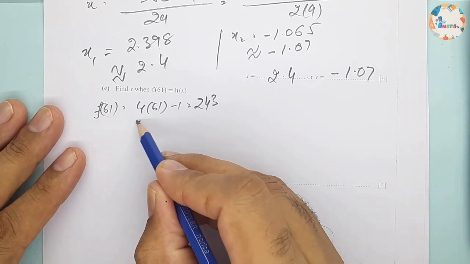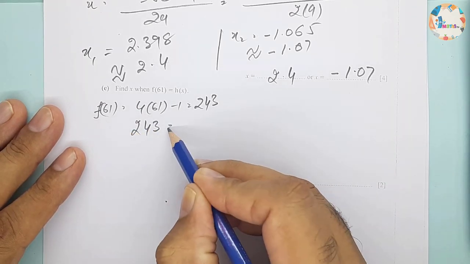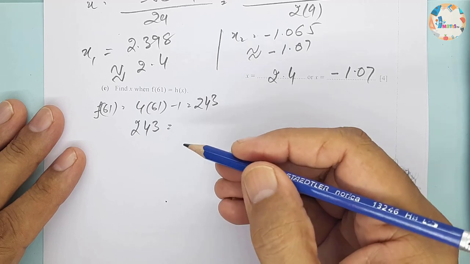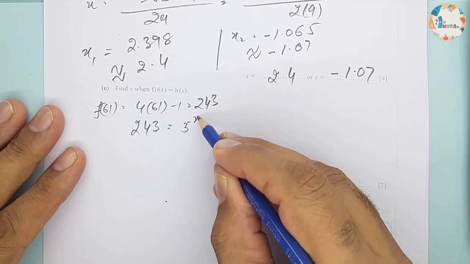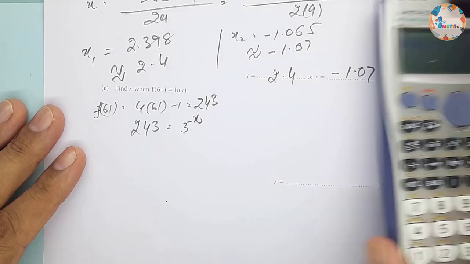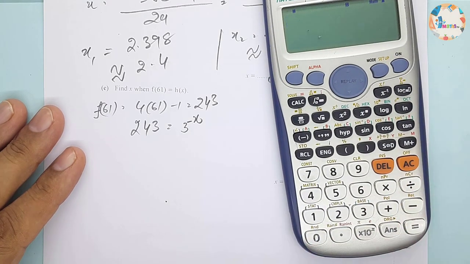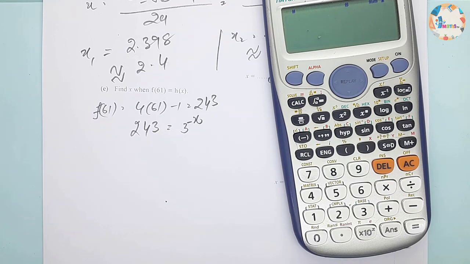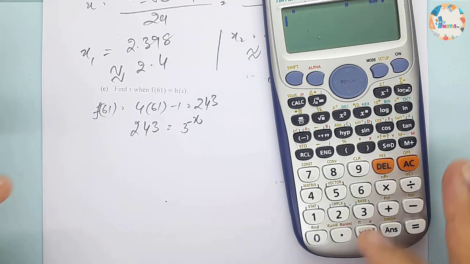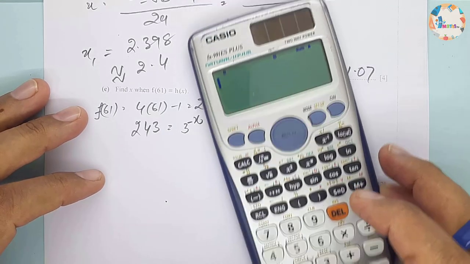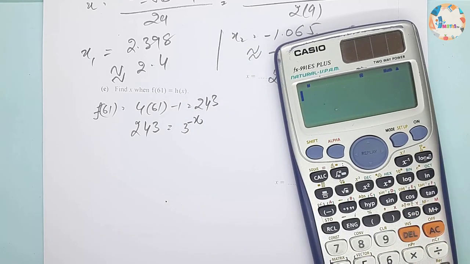So 243 is equal to 3 raised to the power minus x. Now for 243, we can use a different method for this one. Log is also possible, but I will be trying the easier route.